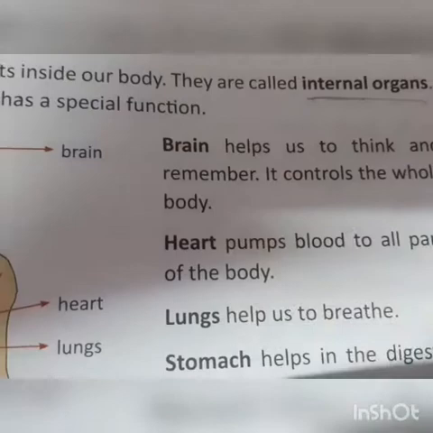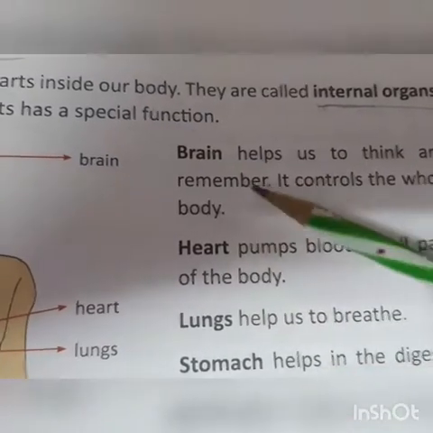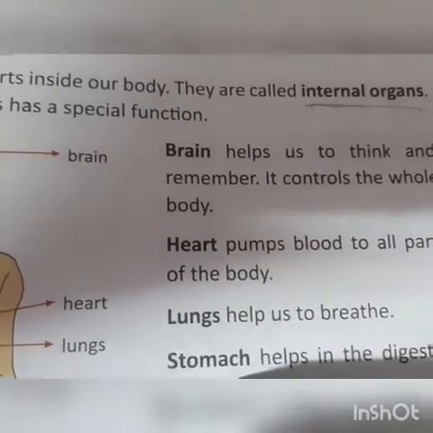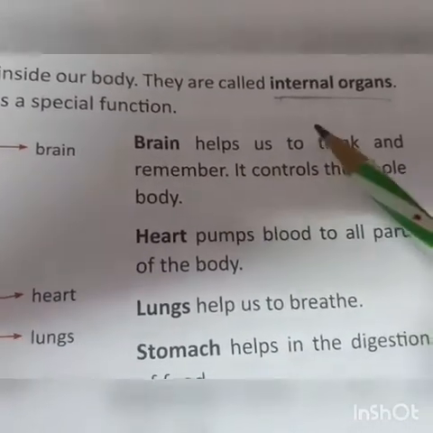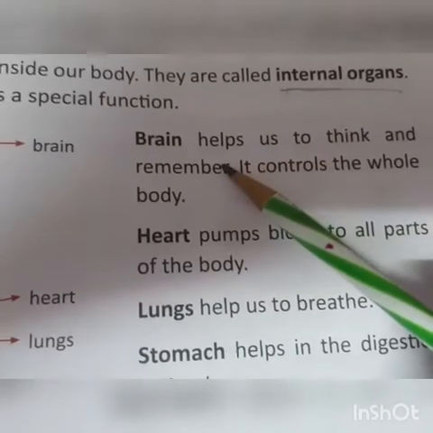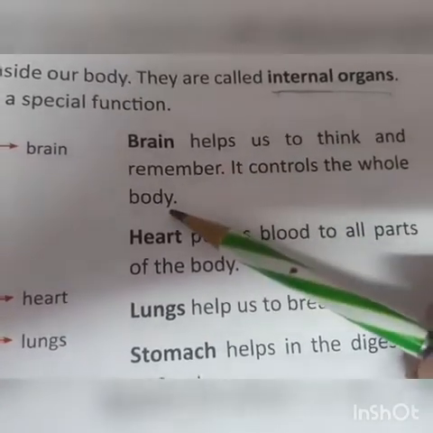Now the functions of these internal organs are given. What are the functions of these internal organs? What is the function of brain? First of all, it thinks and remembers. Sochta hai aur yaad rakhta hai. And secondly, it is the brain that controls our entire body.